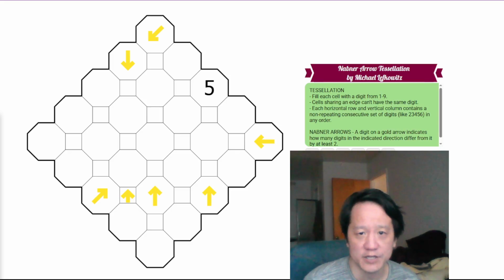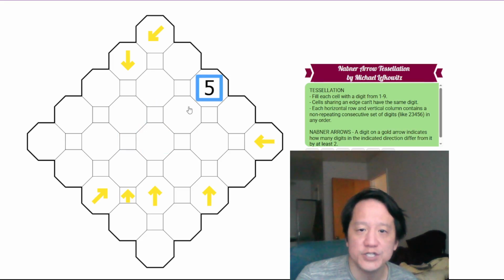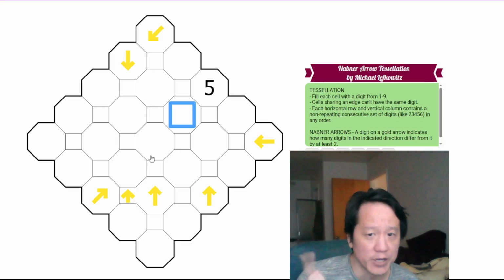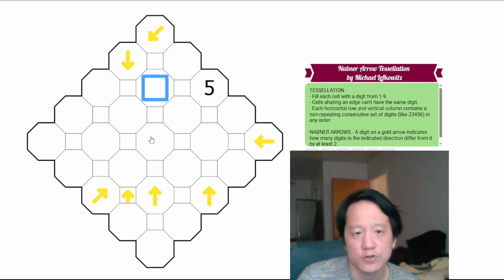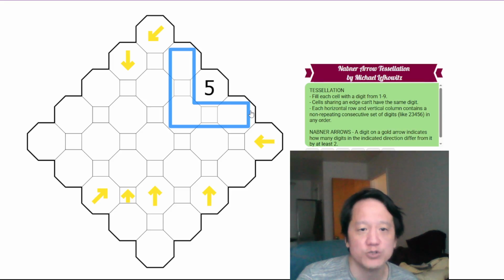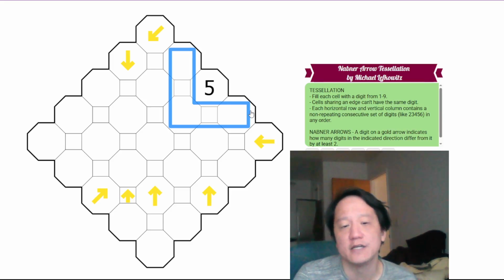We have tessellation, where we need to fill each cell with a digit from 1 through 9. And cells sharing an edge cannot have the same digits. So, for example, since this is a 5, none of these digits which share an edge with it can contain a 5.